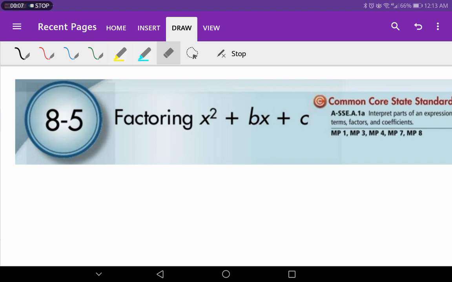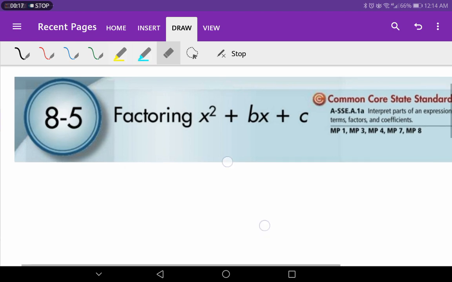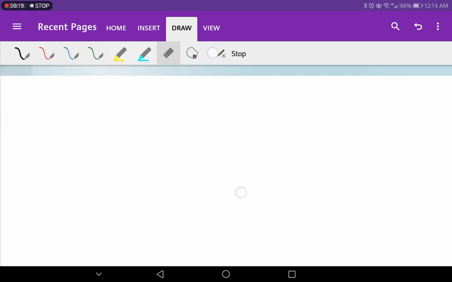Our lesson today is 8-5, factoring x squared plus bx plus c, which is a quadratic trinomial. Okay, before we start, please, my dear student, go and memorize the multiplication table. Are you sure? Let's go.